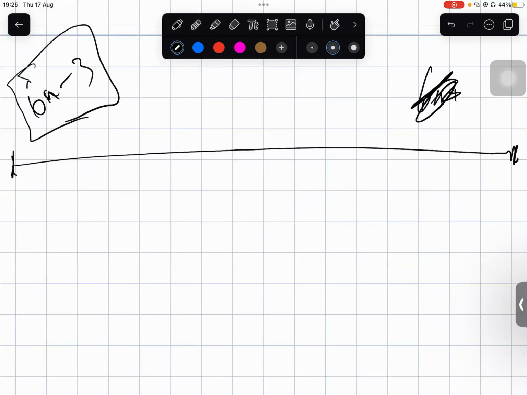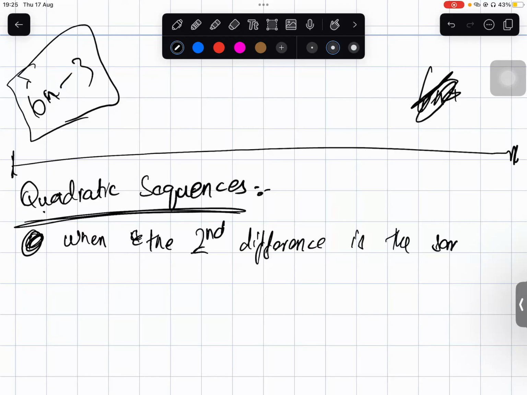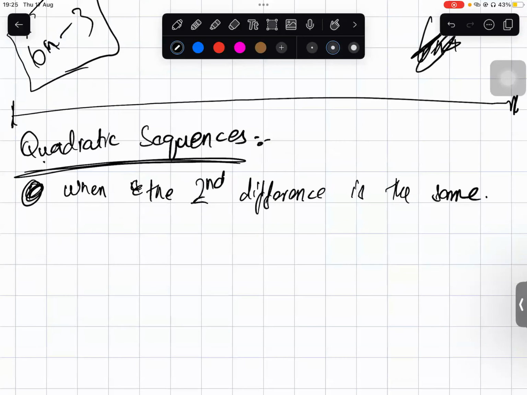Cool, perfect. Okay, so now let's discuss quadratic sequences. So again, the rules of solving a quadratic sequence would be, so basically these are when the second difference is the same.